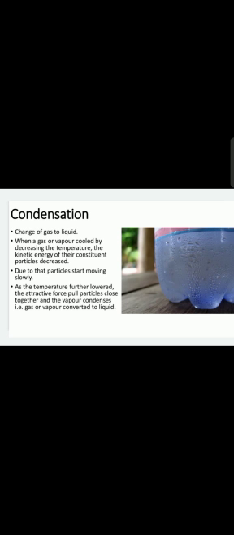The same phenomenon of condensation is observed in the case of clouds also. At higher altitudes, the temperature is low. Water vapors get condensed on meeting such a low temperature and they get converted into liquid, and this liquid is showered upon the earth in the form of rain.